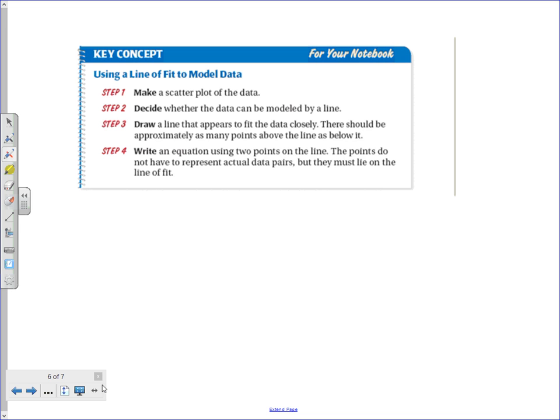You can't model it. Going back to step 3, we would draw a line that closely fits the data, half the points above, half below if possible, and then write an equation using 2 points on the line. They don't have to be 2 points that were part of the original data. They have to be 2 points on your line.